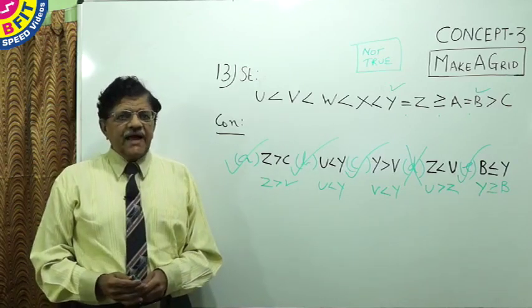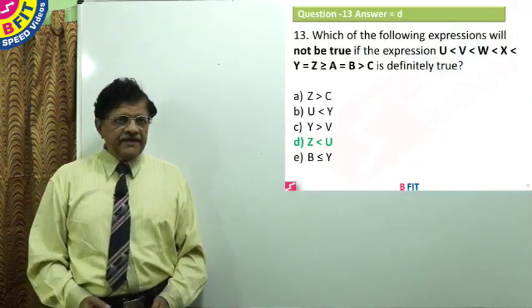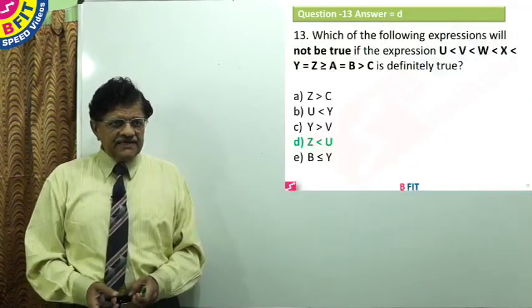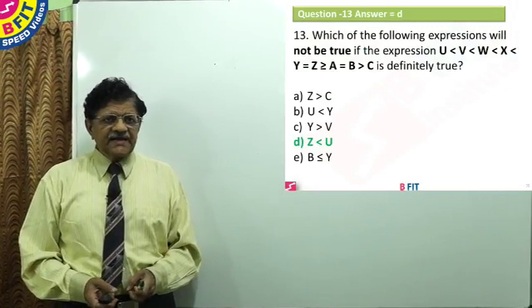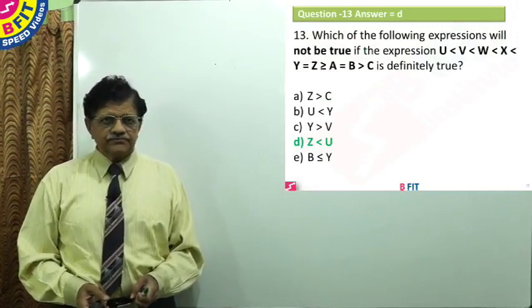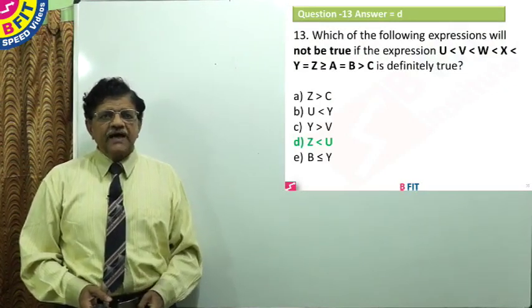Now let us see the answer slide. For question number 13, the answer is option D, Z less than U is not true. Now we will go to the next question.